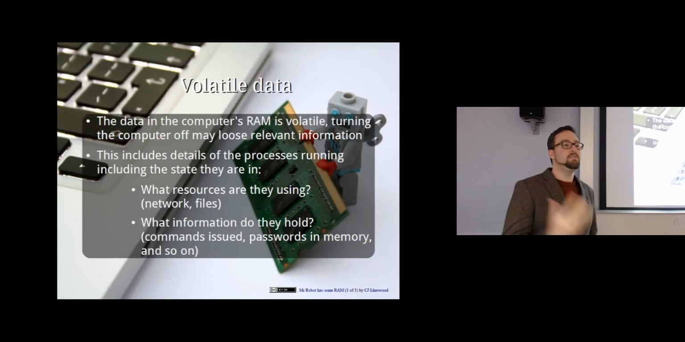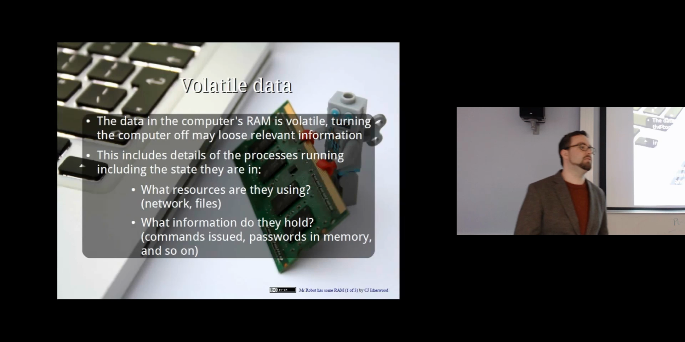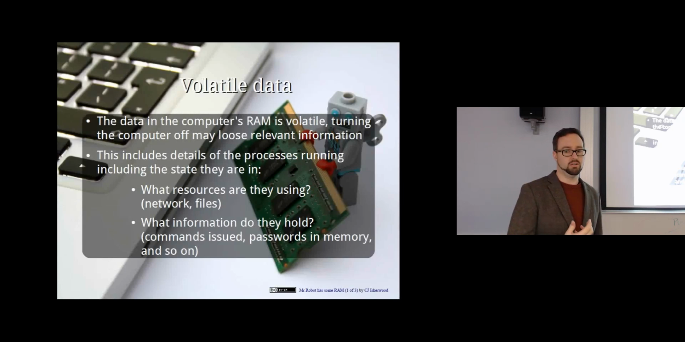I guess you guys will be familiar with the term volatile data. The information in your RAM is volatile. What that means is if you power off the computer, all the information that was sitting there is gone. It goes away. So if you, for example, want to know what resources a particular program's using on your computer, once you turn the computer off, there's pretty much no way you can ever find that information out again.